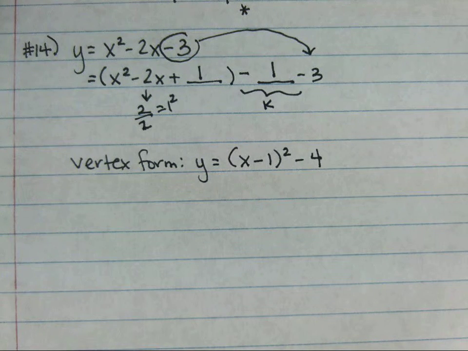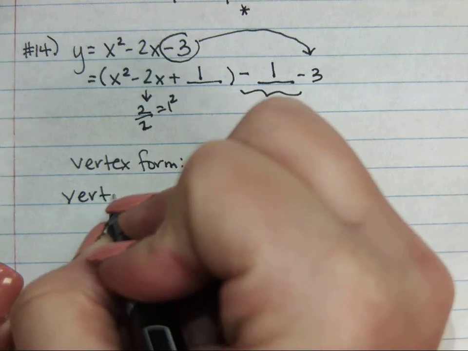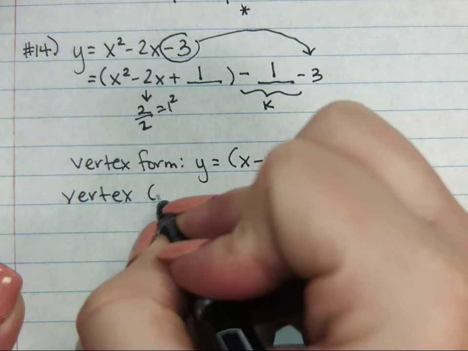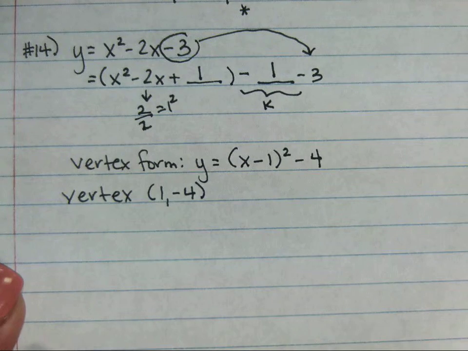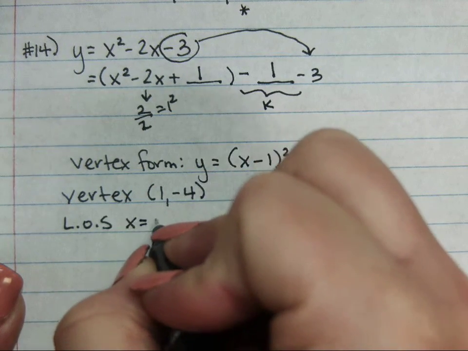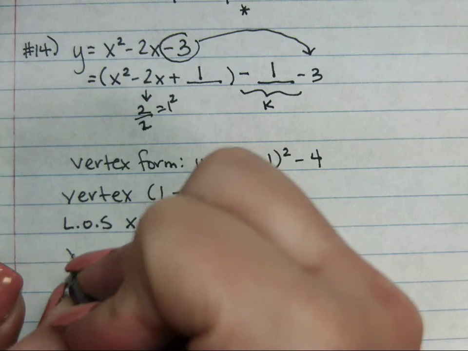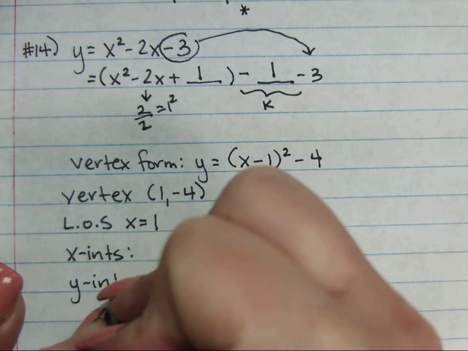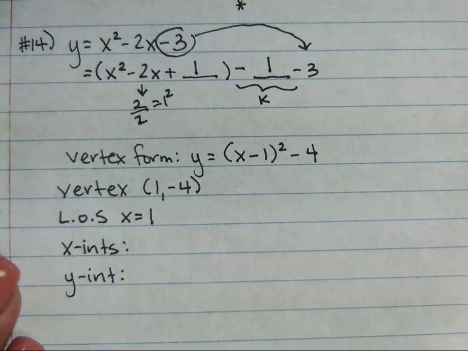Now I believe you have some different lines, some fill in the blanks that we need to do. And one of them is to actually identify the vertex itself. And that's the coordinate 1, negative 4. And then you've got your line of symmetry, which is at x equals 1. And I'm going to hold off for a second on the x-intercepts and the y-intercept. We're going to fill those blanks in, but I want to show you some things first.